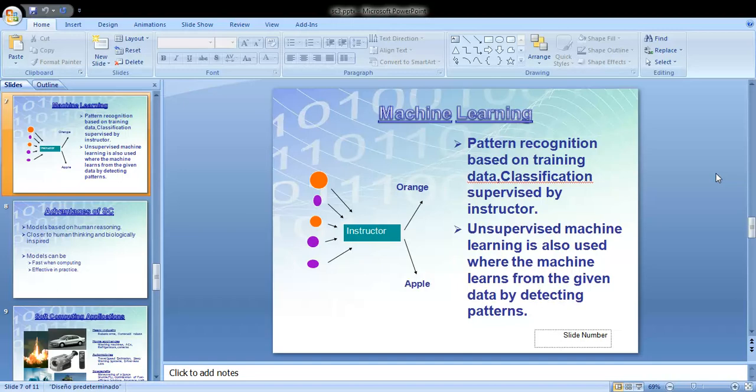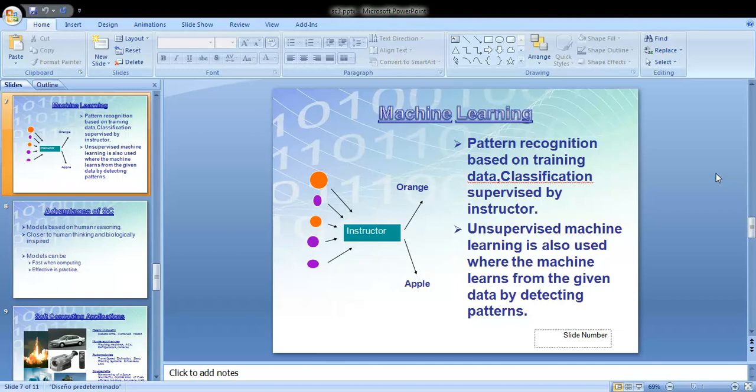So machine learning, what is machine learning? It's again written supervised, unsupervised. Machine learning means again to design a program where it learns. We provide some data, it learns from the data, it predicts. Supervised means there is one instructor.